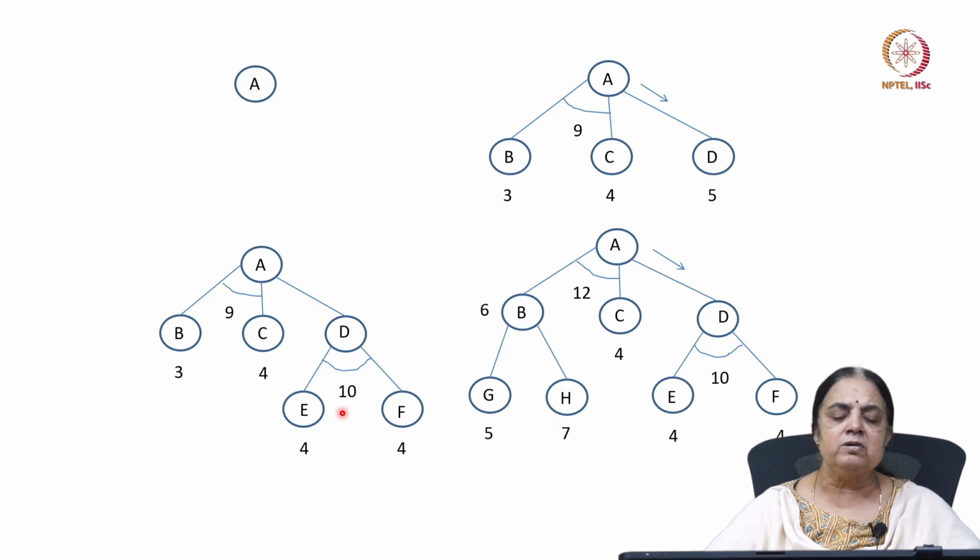So we choose D and we have expanded. So we get here again an AND node. So 4 and 4, 8 and 2, 10. So this will be 10. So this will have a value of 11, okay, whereas this has a value of 9. So at this point in time, this is the most promising path. So since this is the most promising path, we decide to take B and expand B, right. So when we expand B, we get G and H with 5 and 7.